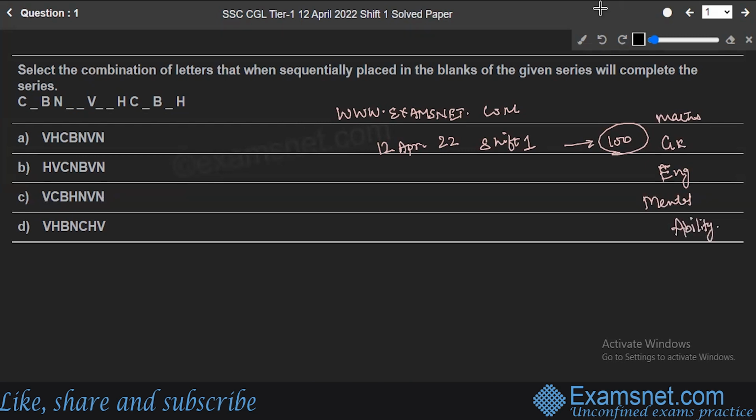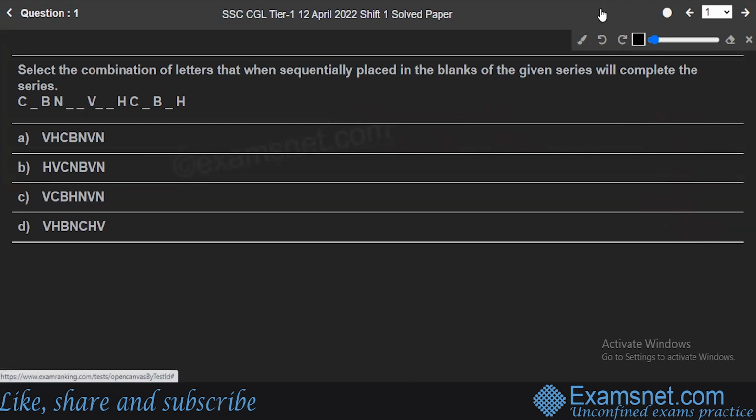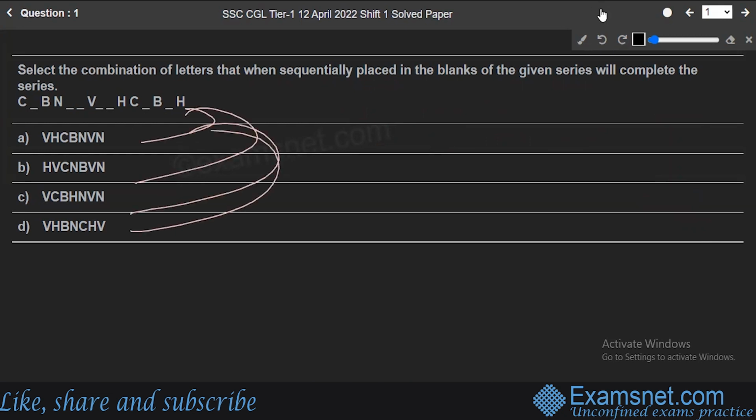All right, so let's start with the very first question for this paper today. You have to select the combination of letters that, when sequentially placed in the blanks of the given series, will complete the series. There are 4 options given in the question. We'll be filling all the options one by one in the given set of alphabets to check which one will give you a fruitful answer.